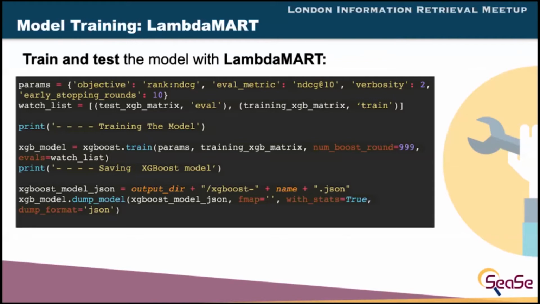If you check the XGBoost documentation, you can see that there are three methods of ranking. They all use the lambda-mart algorithm, but what changes is the objective function. So if you see, our objective is rank:ndcg, because we use the NDCG as evaluation metric. And in particular, we use the NDCG at 10, which considers only the first 10 results in the search result list. And then we save the model in a JSON format.